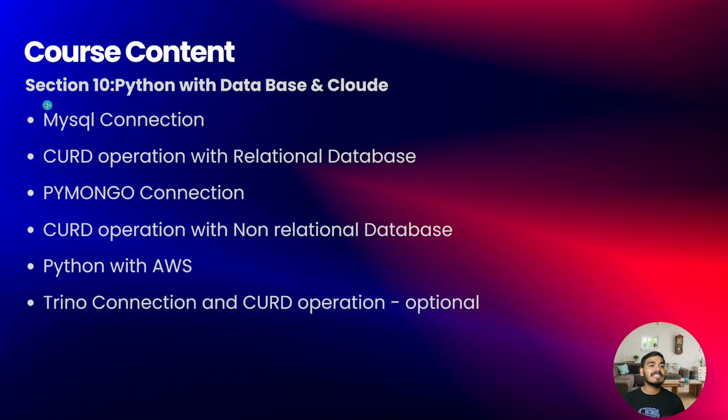In the next section, section 10, we'll understand Python with database and cloud. We'll understand MySQL connection, CRUD operation with relational database, PyMongo connection, CRUD operation with non-relational database, Python with AWS, Trino connection, and CRUD operation is optional. If time permits, we will cover. Otherwise, it will not get covered.